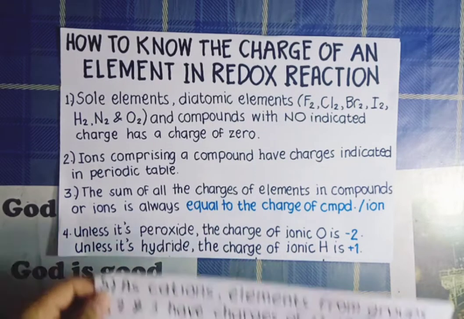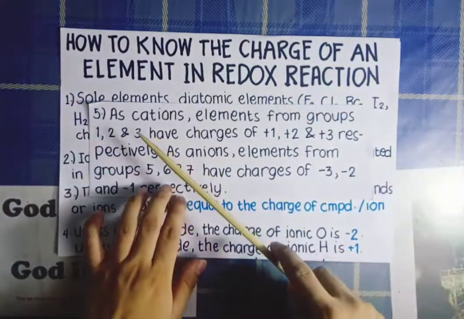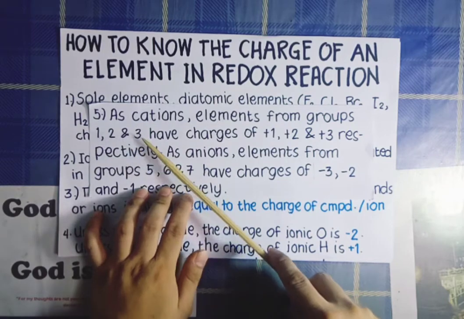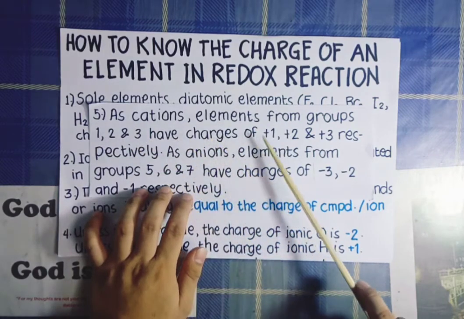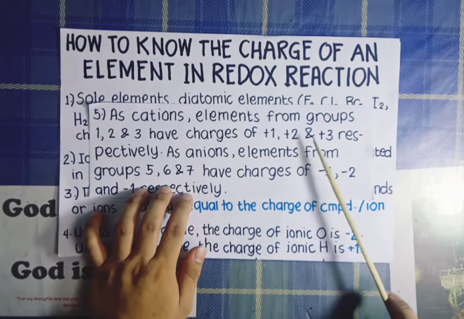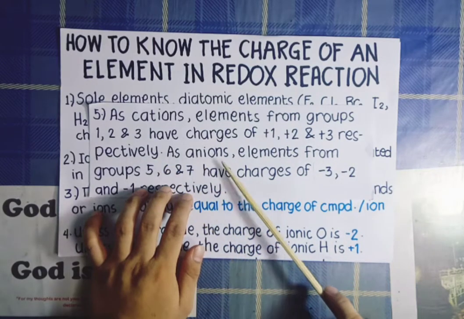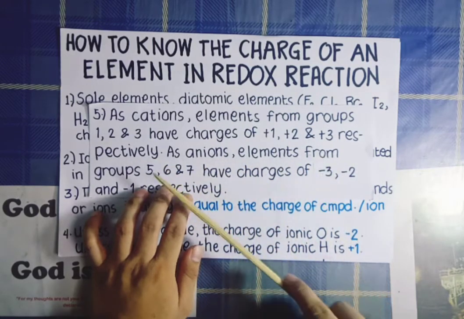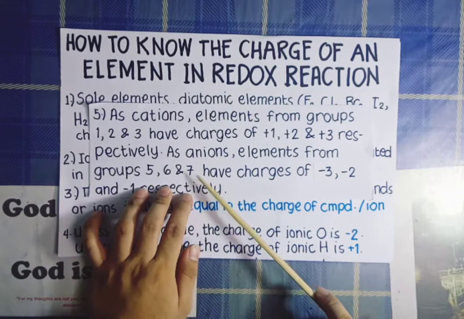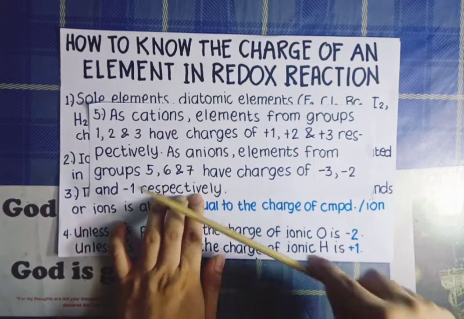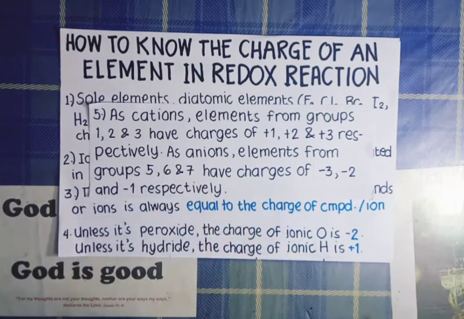And for the fifth rule, as cations, elements from groups 1, 2, and 3 have charges of +1, +2, and +3 respectively. And as anions, elements from groups 5, 6, and 7 have charges of -3, -2, and -1 respectively.